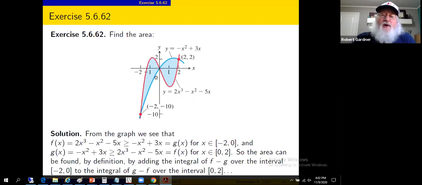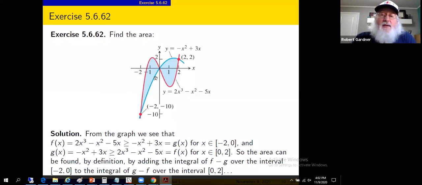And let's call the blue function g of x. The red function is greater than or equal to the blue function for -2 to 0. And then they swap. Then the g function, the blue function, is greater than or equal to the red function, the f function, for x between 0 and 2. So they swapped.